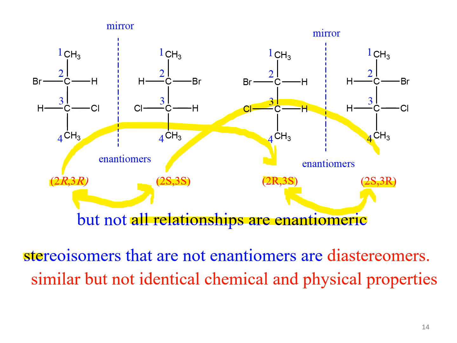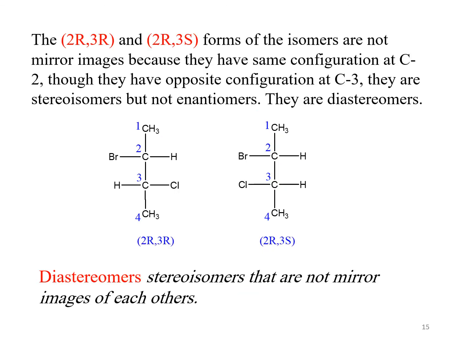The stereoisomers that are not enantiomers, that is the definition of diastereomers. So diastereomers are a little bit different from the enantiomers. They are stereoisomers, but we do not classify them as enantiomers. They will be similar to each other in the structural formula, but identical chemical and physical properties will not be there, which is the case only for enantiomers. So the same thing is explained here.